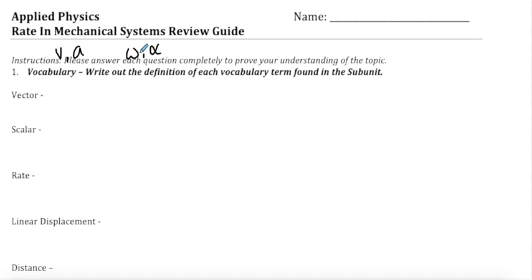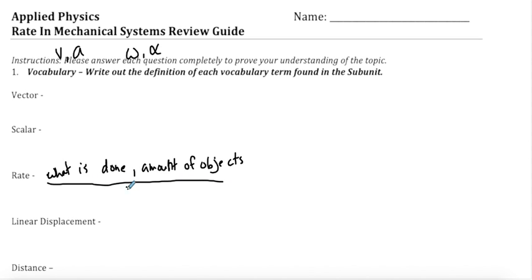Okay, so some vocabulary words, you can look these up. A vector is just a quantity with a size and a direction. A scalar would just be a size. A rate is going to be some counted object or how many things divided by the time. So we could say that a rate would be what is done or amount of objects processed. Okay, or how far I went. This is all over a time, so how long it takes me to do something.